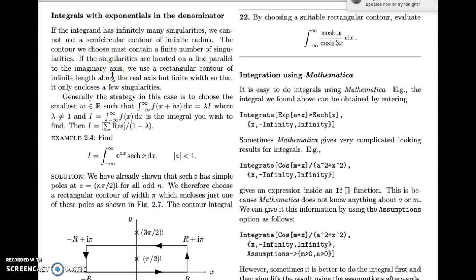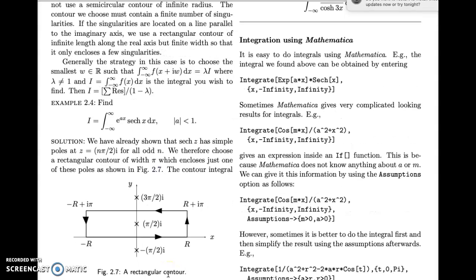So, if the singularities are located on a line parallel to the imaginary axis, which could be the imaginary axis itself, it normally is, we use a rectangular contour of infinite length, like this one, where we take the limit as r goes to infinity. But importantly, it's got a finite height or finite width, so it only contains a finite number of singularities.